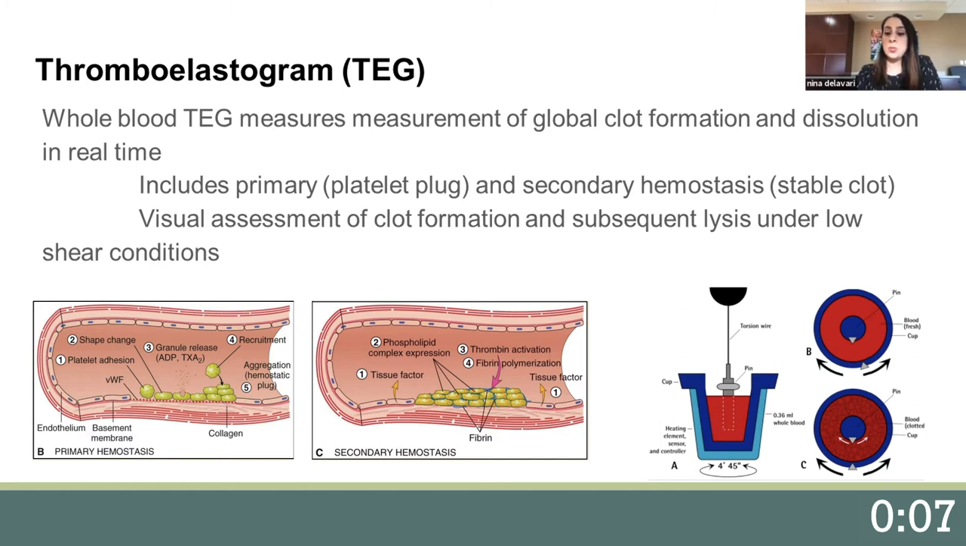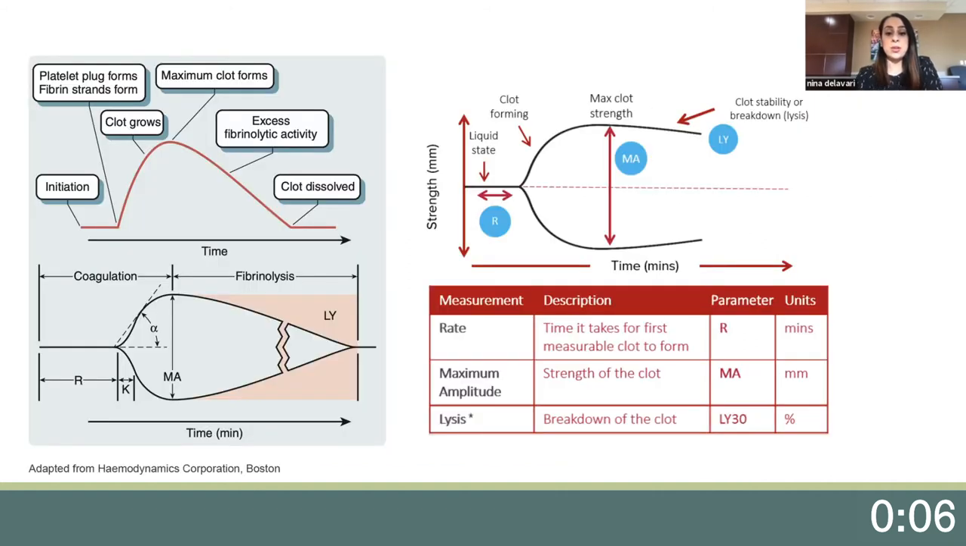The TEG gives us a visualization of the viscoelastic changes that occur in vitro during coagulation. A sample of the patient's blood is placed in a cuvette, which rotates slowly to imitate sluggish venous flow and to activate coagulation. A sensor shaft is inserted into the sample. When a clot forms between the cup and the sensor, it transmits torque, and this movement results in a tracing. The tracing gives us information about the speed and the strength of the clot formation. This is a standard TEG tracing.